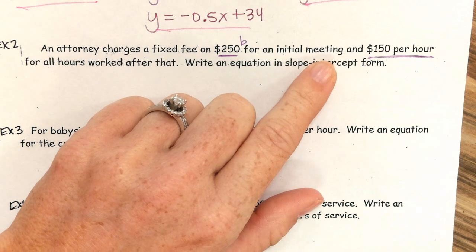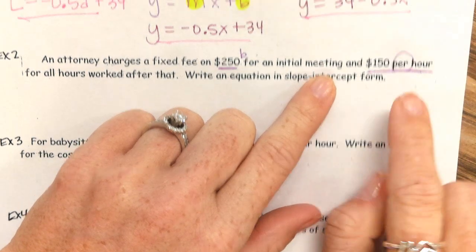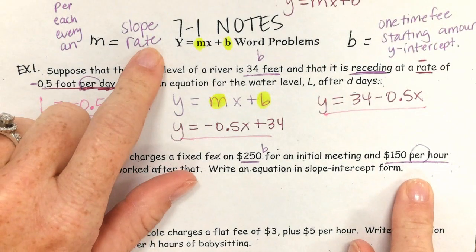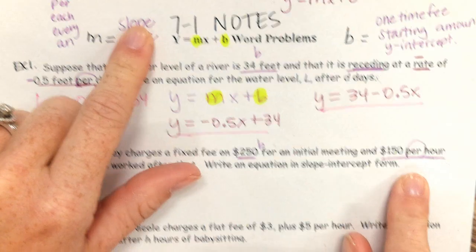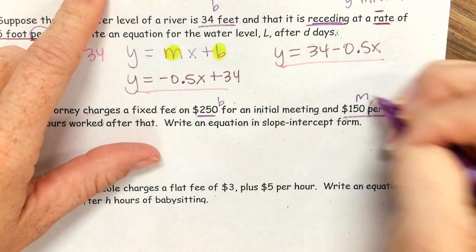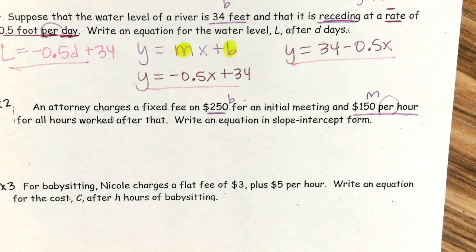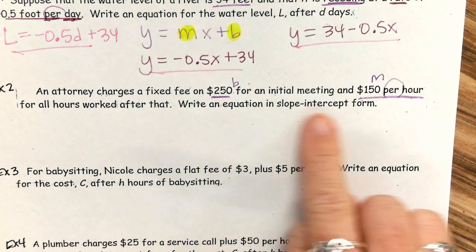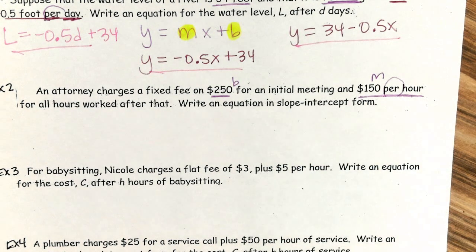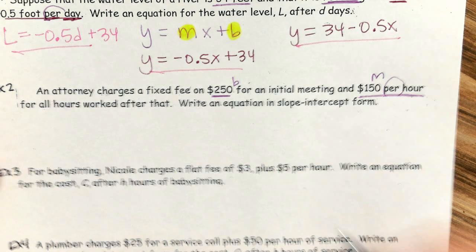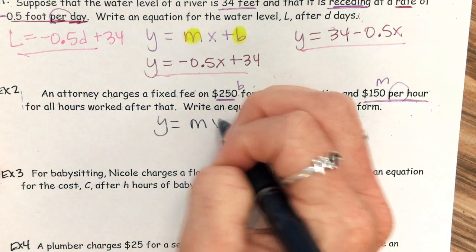And she charges $150 per hour. Did y'all see a clue word? That means it's a clue word for M, rate or slope. So this is my M. Write an equation in slope-intercept form. Now, did they tell us what to use as our variables? So we're just going to use Y and X. So we're going to do y equals mx plus b.